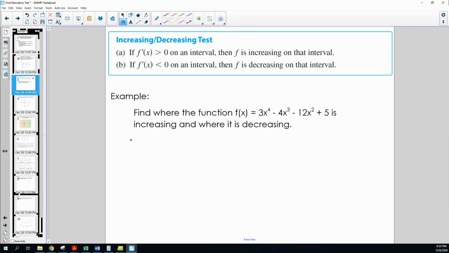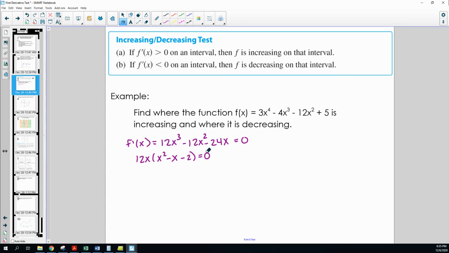First thing we'll do is find the derivative. So f prime of x, we're going to get 12x cubed minus 12x squared minus 24x. We're going to set this equal to 0, and factor this a little bit more. I'm going to pull out my GCF, that 12x, so I have x squared minus x minus 2.